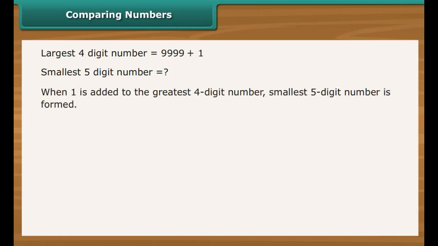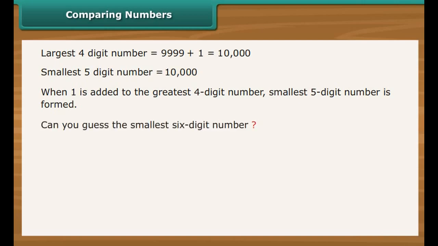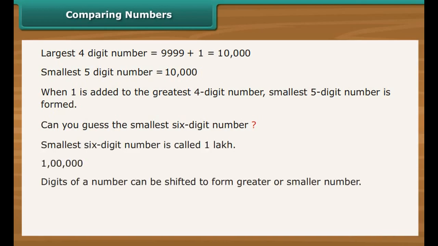The answer is, we need to add 1. Let us find out. On adding 1 to 9,999, we get 10,000, which is the smallest 5-digit number. Can you guess the smallest 6-digit number? The smallest 6-digit number is 1 lakh. Digits of a number can be shifted to form a greater or smaller number.